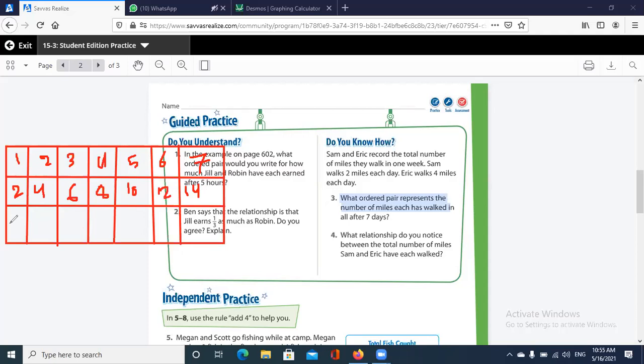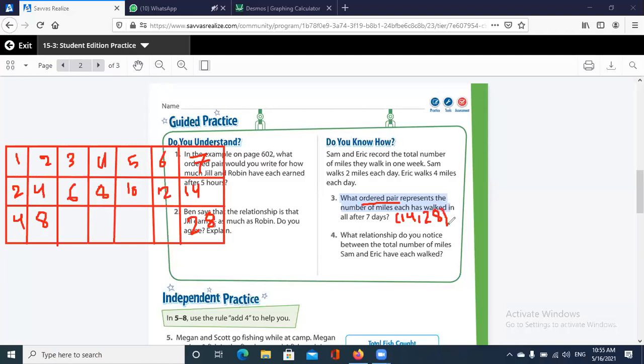And now for Eric, you will use the rule add 4. So 4, 8, 12, and if you keep adding 4s, by the 7th day you will have 28. So the ordered pair, because he wants what? The ordered pair will be what? 7 with 28. Yes, 7 with 28.